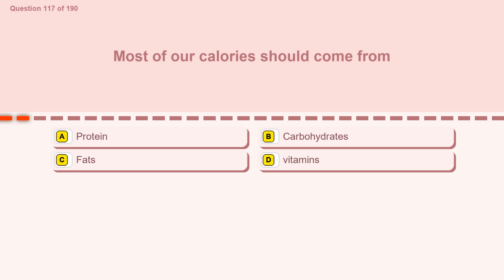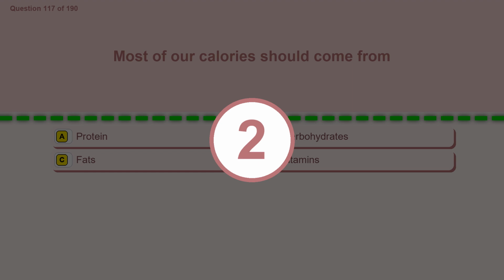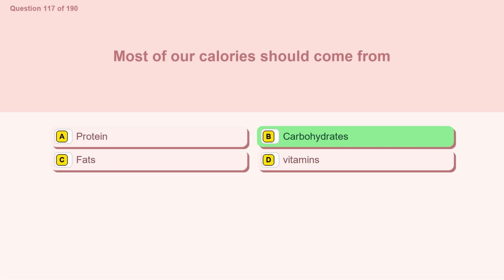Question 117. Most of our calories should come from: option A, protein. Option B, carbohydrates. Option C, fats. Option D, vitamins. The correct answer is option B, carbohydrates.